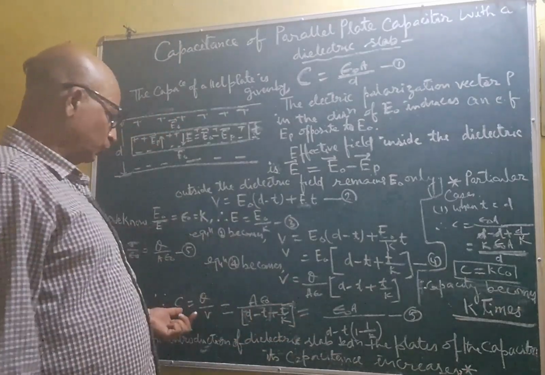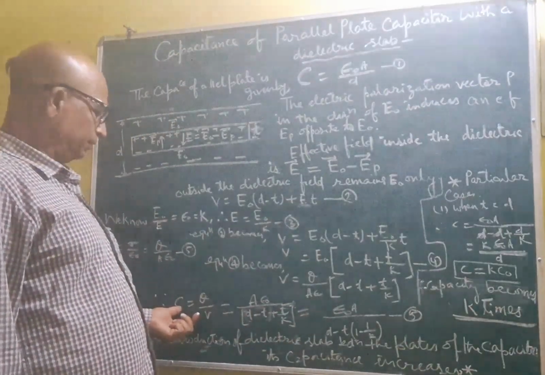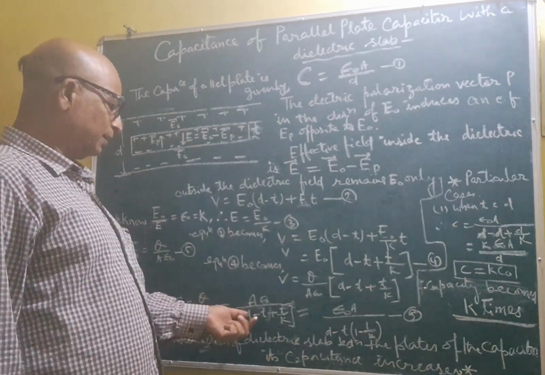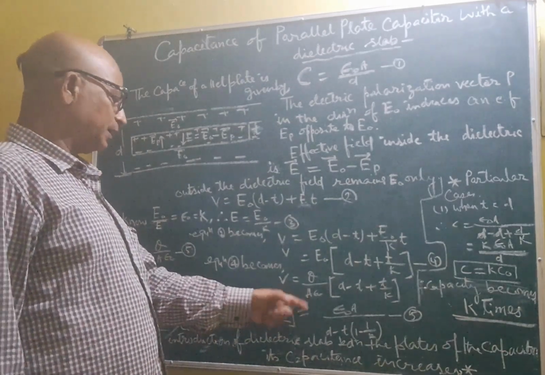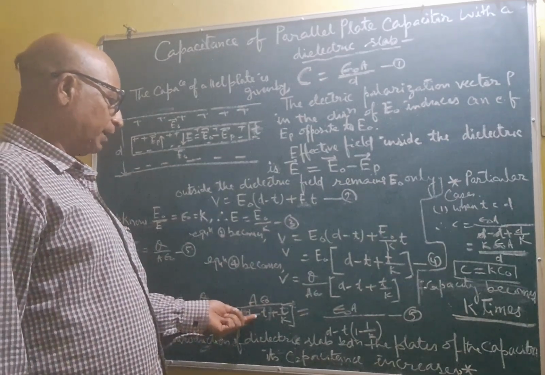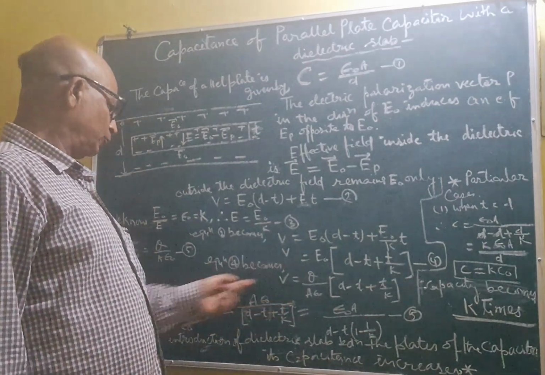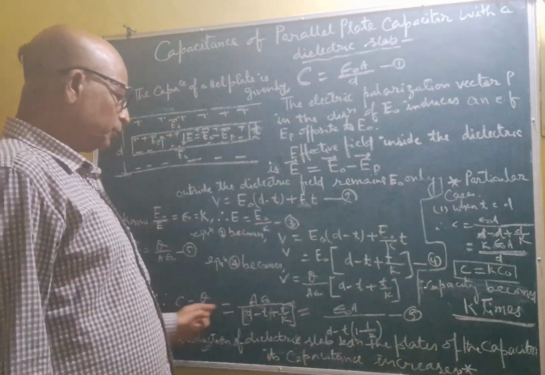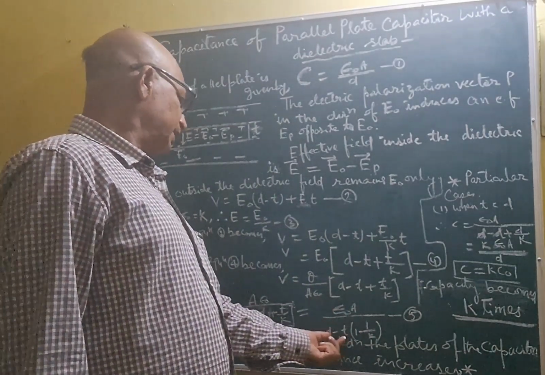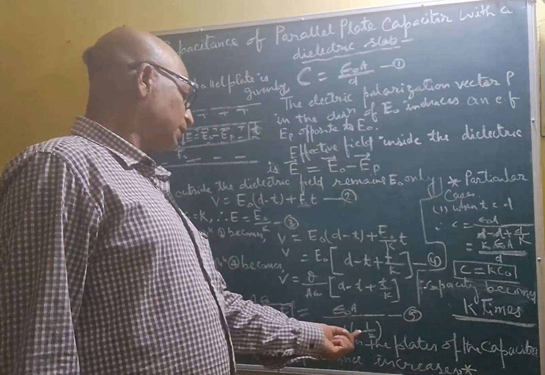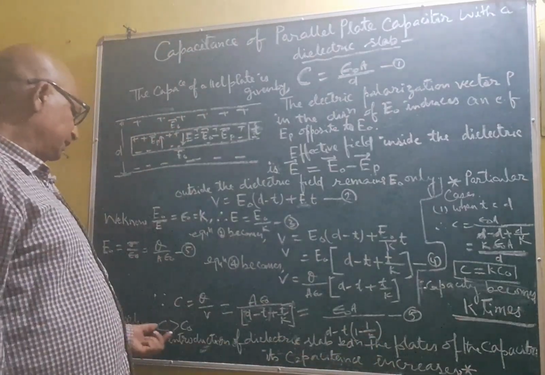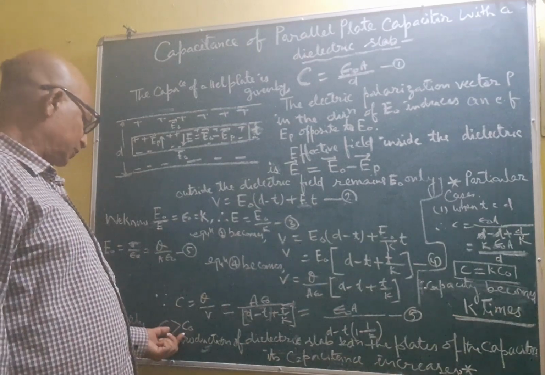So here we know that the capacitance is given by Q divided by V. Putting the value of V here, the denominator goes to the numerator: A epsilon naught divided by d minus t plus t by K, and Q cancels out. So the formula is epsilon naught A divided by d minus t times one minus one by K. Clearly this shows that C is greater than C naught.